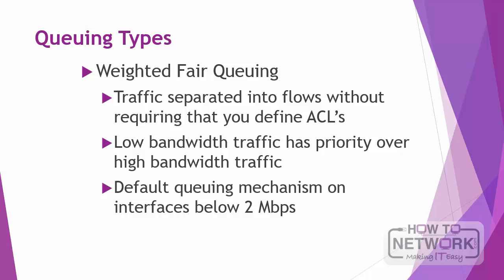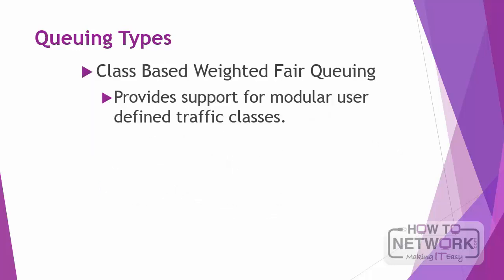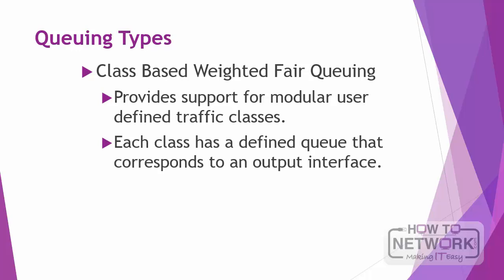Next is class-based weighted fair queuing. It extends weighted fair queuing capabilities by providing support for modular user-defined traffic classes. Class-based weighted fair queuing lets you define traffic classes that correspond to match criteria, including ACLs, protocols, and input interfaces. Traffic that matches the class criteria belongs to that specific class, and each class has a defined queue that corresponds to an output interface. So after traffic has been matched and belongs to a specific class, you can modify its characteristics such as assigning bandwidth, maximum queue limit, and weight.